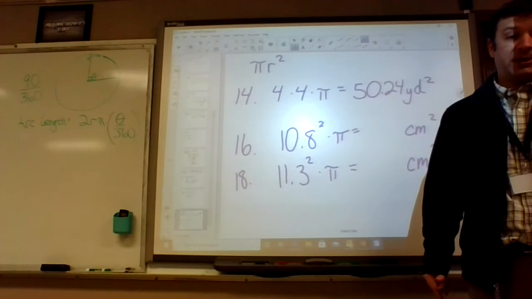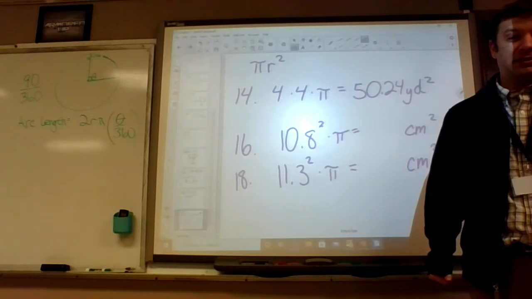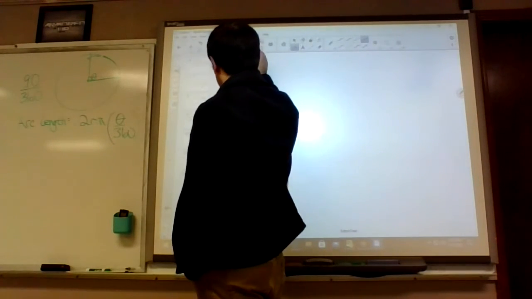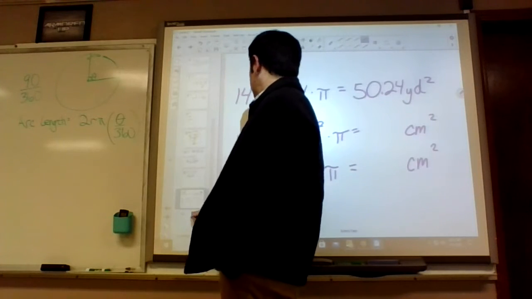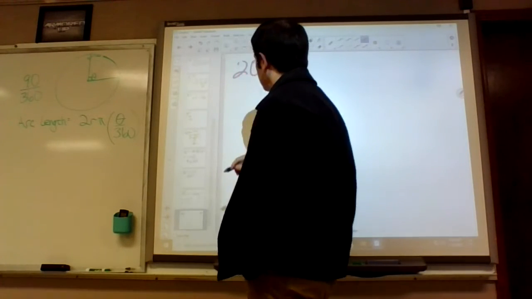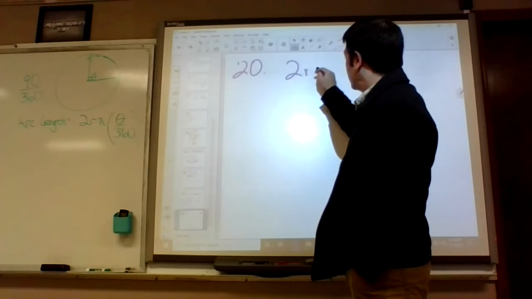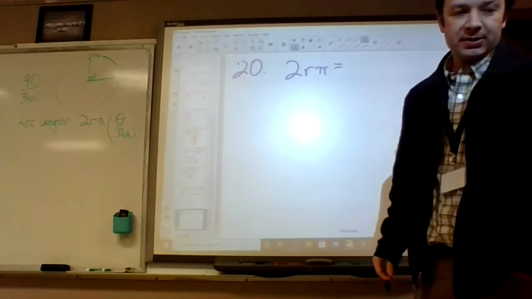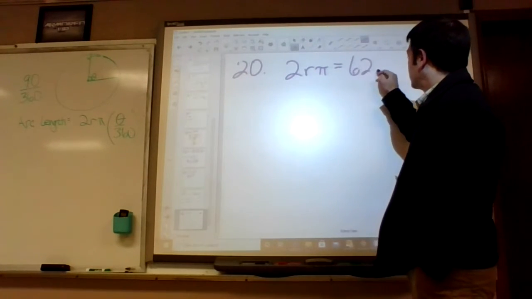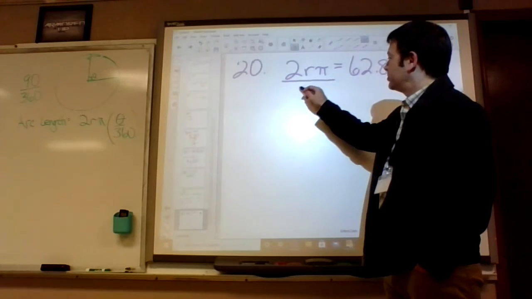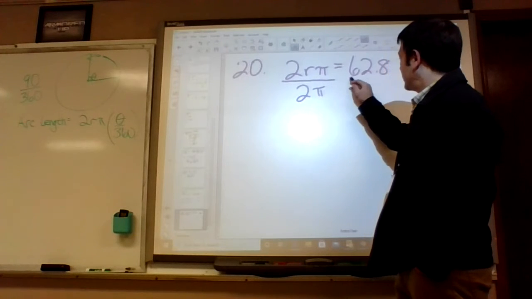Alright, 20 is the one that might actually fool us. They give us the circumference. How do I find the area? Well, circumference is 2 r pi, right? So 2 r pi should give us 62.8. So how do I solve that for r? Divide by 2 and pi. You can do it all at once. Divide by 2 pi.